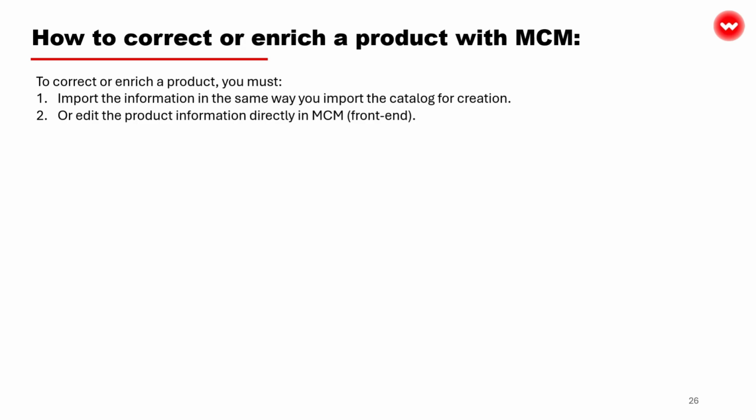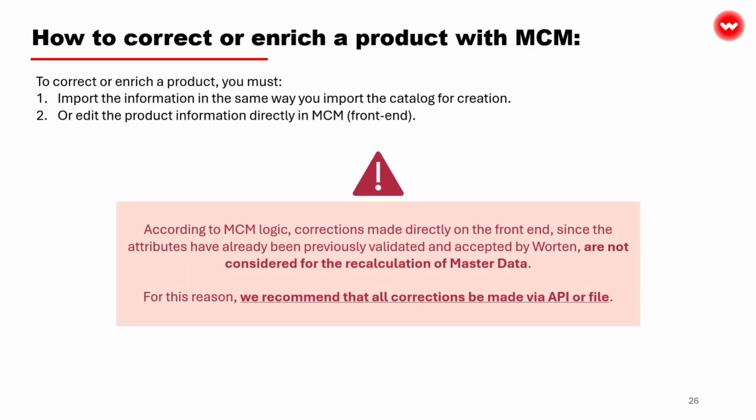There are two ways to correct or enrich a product. 1. Import the information via API or file, or 2. Edit the product information directly in MCM. According to MCM logic, corrections made directly on the front end, since the attributes have already been previously validated and accepted by Worten, are not considered for the recalculation of master data. For this reason, we recommend that all corrections be made via API or file.